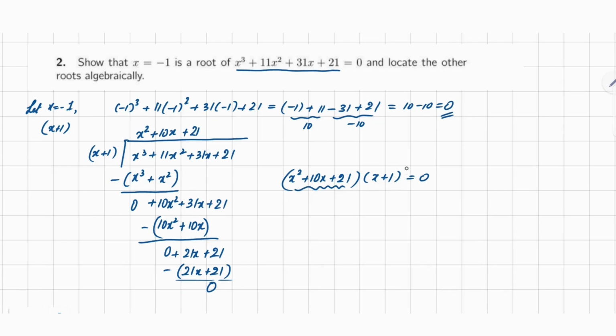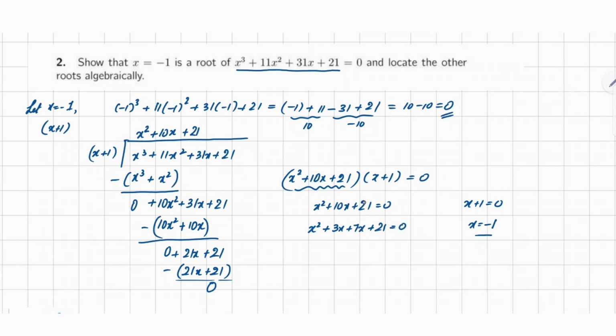So we can find the roots for this equation by equating each factor to 0. So we have x squared plus 10x plus 21 equals 0, and we have x plus 1 equals 0. This is already given in the question, so we have x equals minus 1. And for this, we can split the middle term, and that is done by, we have 3x plus 7x plus 21 equals 0.